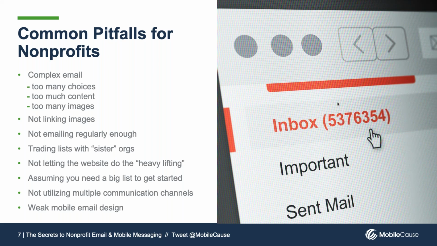And another big one, weak mobile email design. Times have changed. Most people are reading emails on their phone. I bet you have checked your email on your phone today. And in fact, I'd be willing to bet that the number one app you use is your email app. We don't think of it as an app, but it is. And with so many people checking their email on their mobile device, we need to make sure we're building an email that talks to that audience.